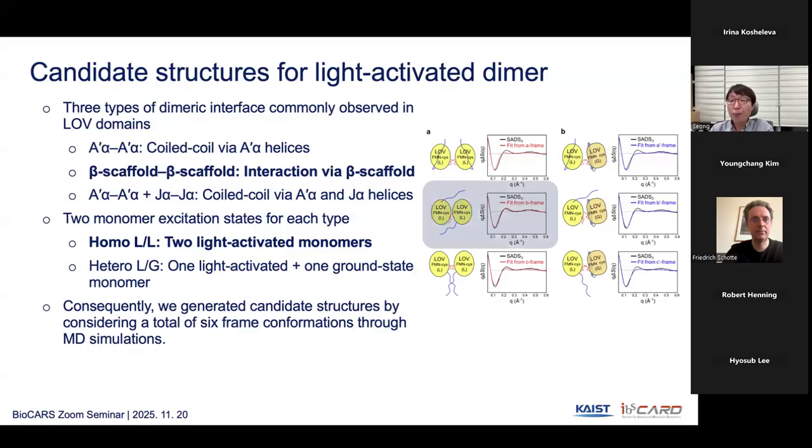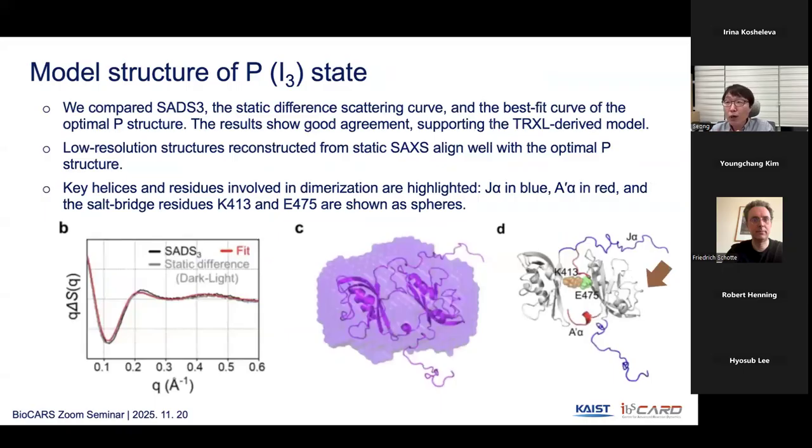After fitting the curve of each candidate with SAXS, we conclude that the beta scaffold interface with both monomers in a light-activated state, homo LL, provides the best fit to the experimental data. And this suggests that in the final photoproduct, the two monomers interact primarily through the beta scaffold, forming a stable light-activated dimer. To validate our model, we compared the SAXS static difference scattering curve and the best fit curve of the optimal photoproduct structure.